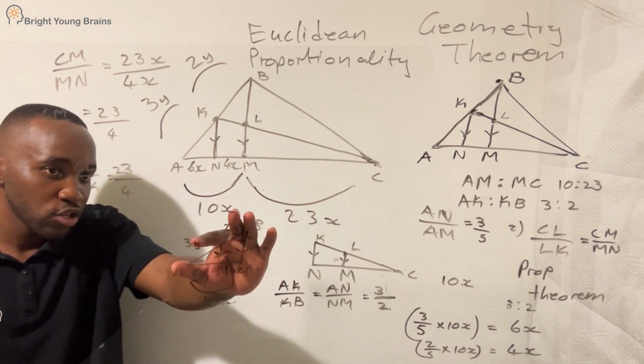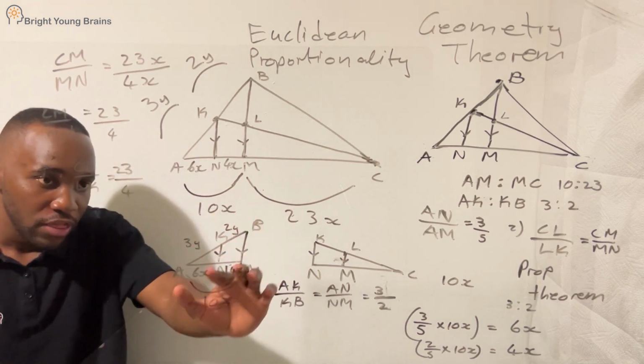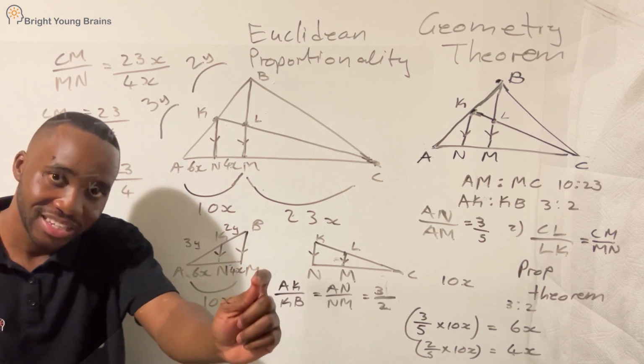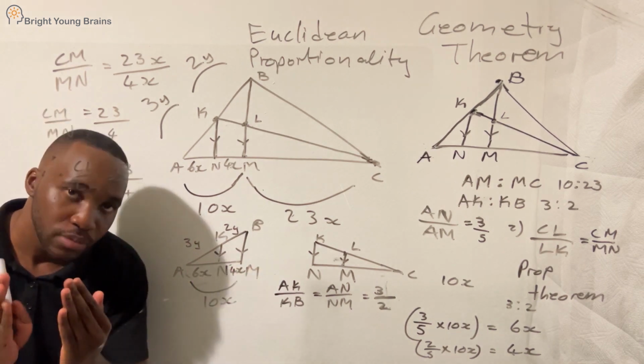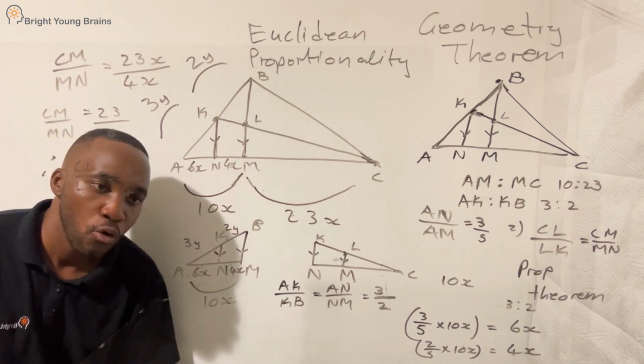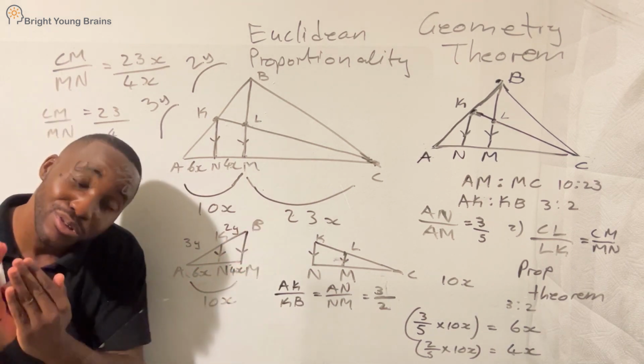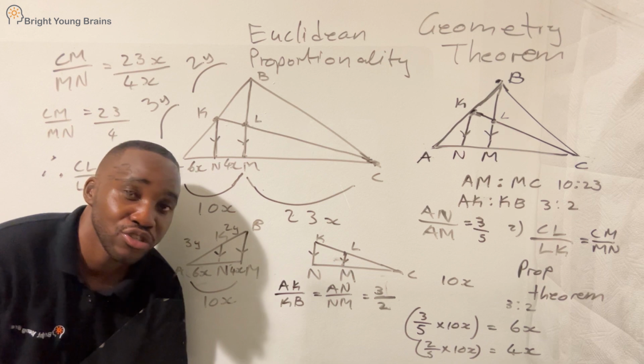Hence why, if you look here, the ratio here is 3 to 2, right? And then for this side here, because the whole thing is 10, it means that one portion is going to be 6, one portion is going to be 4. And because it's 10x, the one portion is going to be 6x, the other portion is going to be 4x.